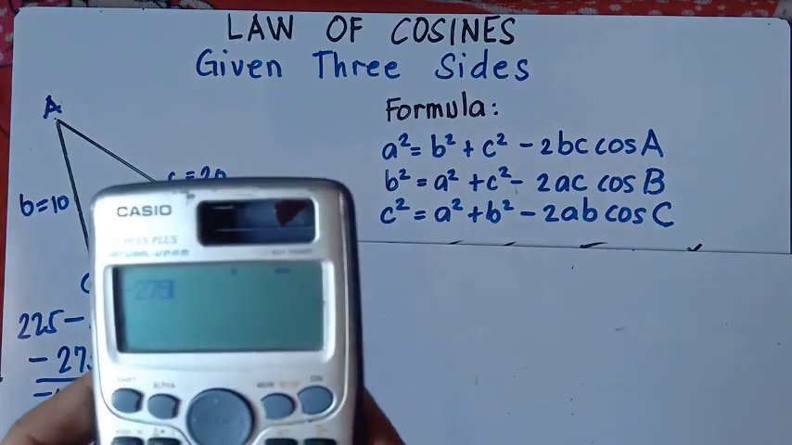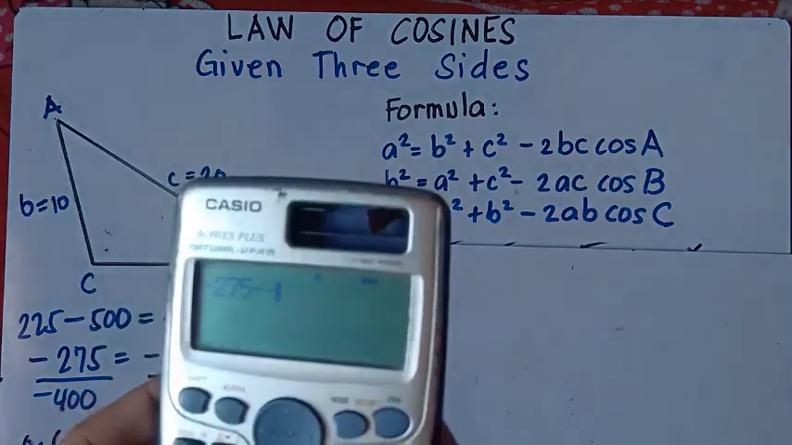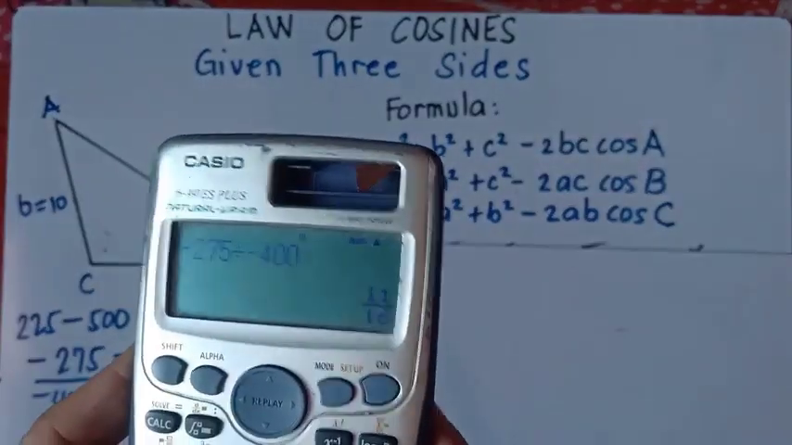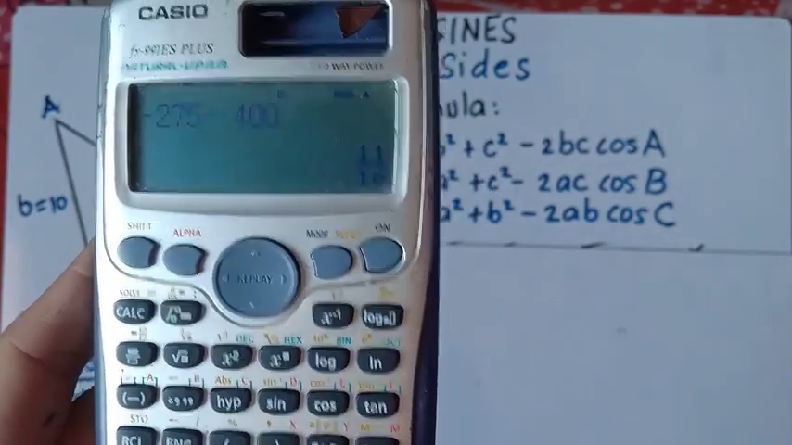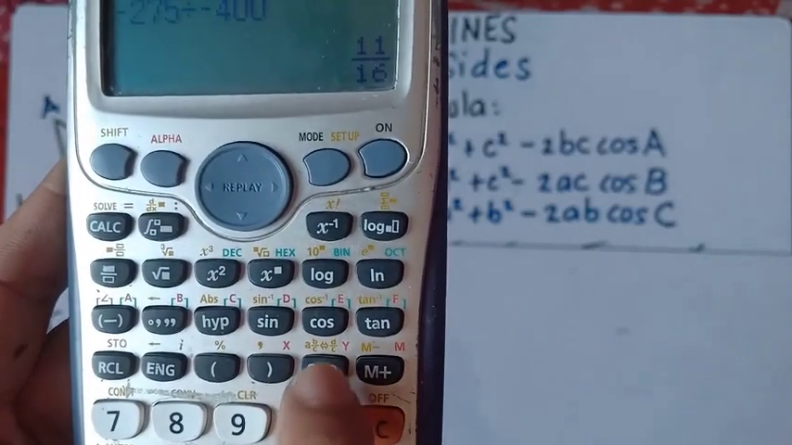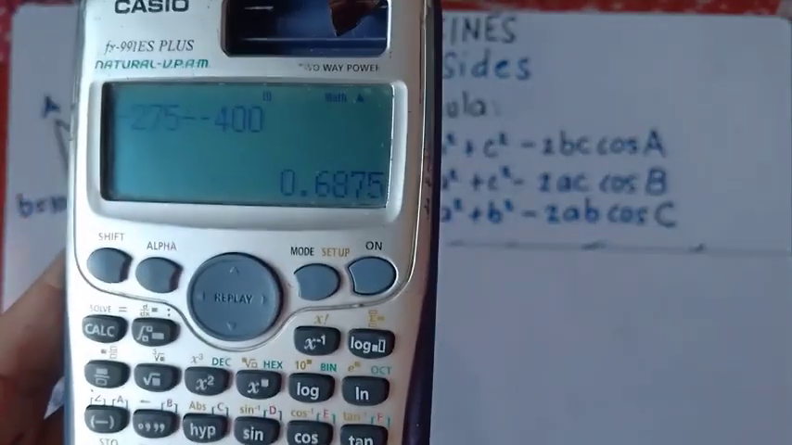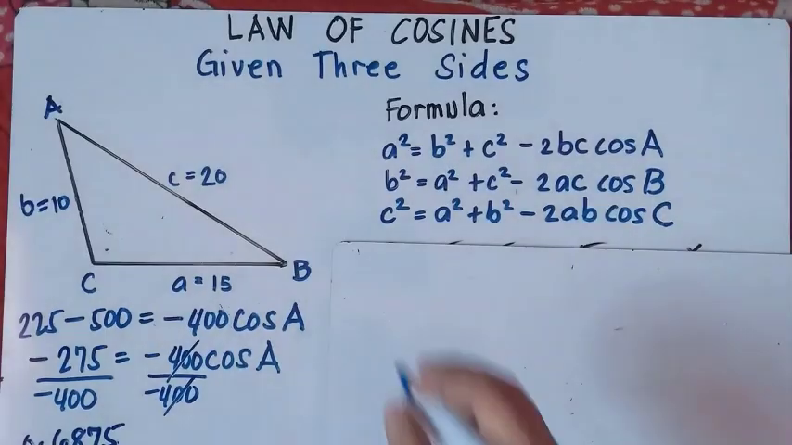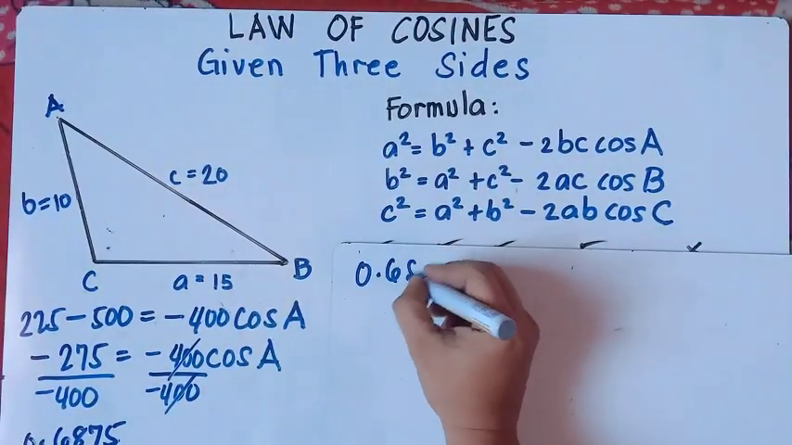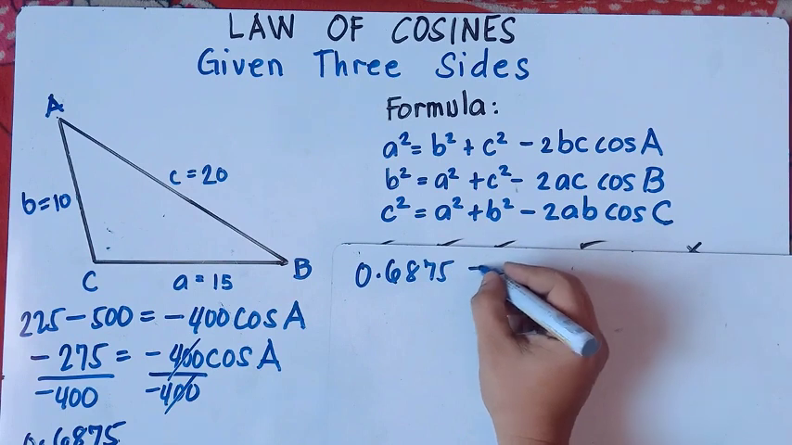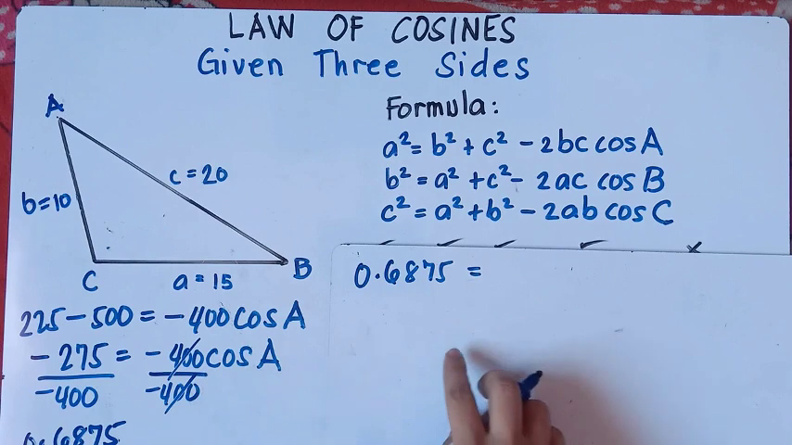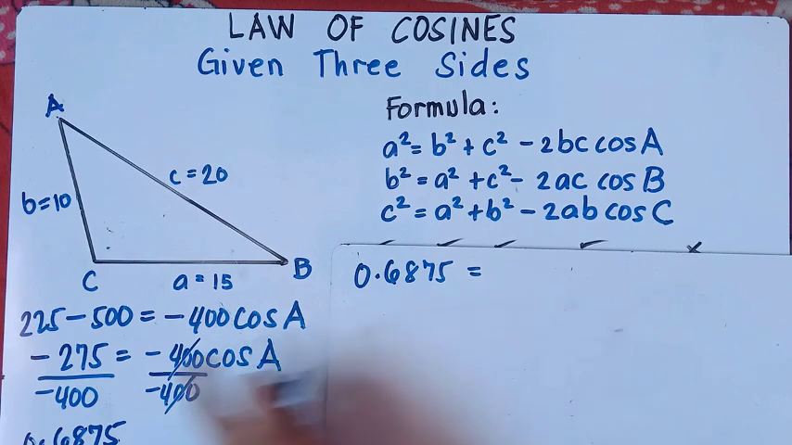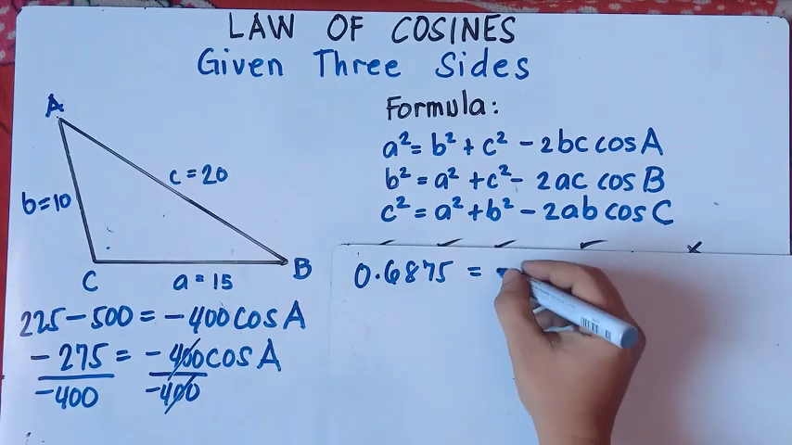Negative 275 divided by negative 400. Now, if your answer is a fraction, in your calculator, just press this one, SD above the delete. It means standard and decimal. So press this one and you will get 0.6875. So 0.6875 equals, since we cancel this negative 400, it becomes positive. Negative times negative is positive. Equals cosine A.